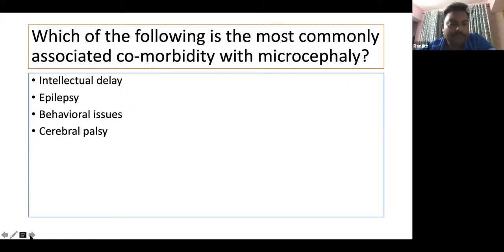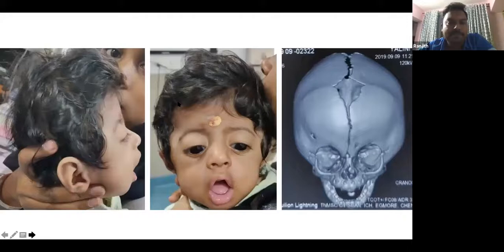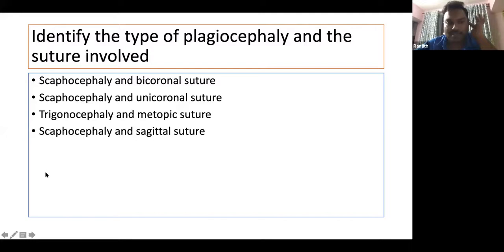This is a picture which has been given to identify the type of craniosynostosis. As sir has clearly spoken in his talk, it is the coronal suture which is fused. So it is a bicoronal synostosis causing scaphocephaly.